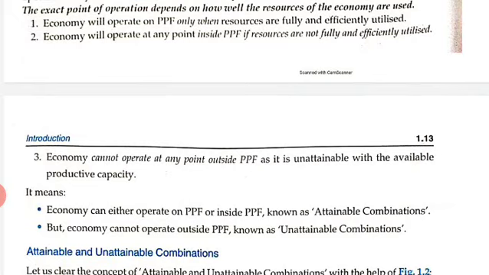So it means that if the economy is operating on the PPF or inside the PPF, then these are called attainable combinations. But if the economy were to operate outside the PPF, that is called an unattainable combination.